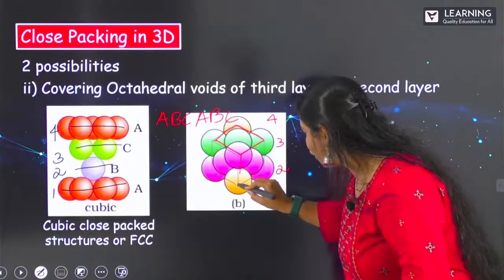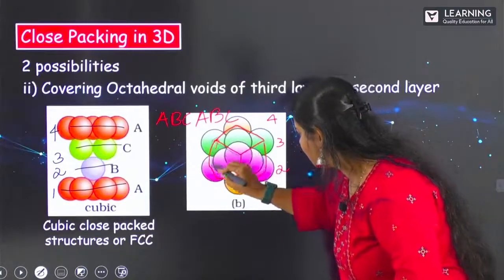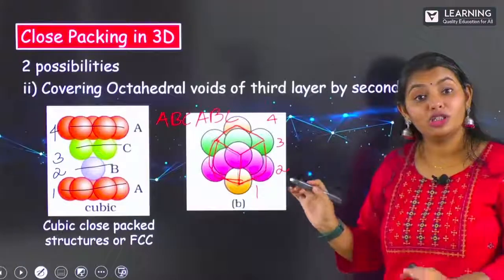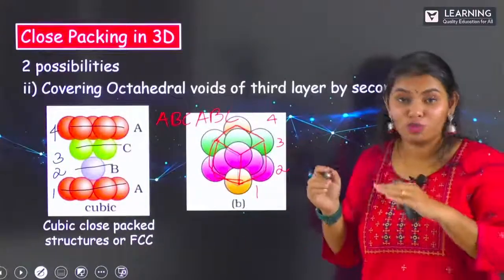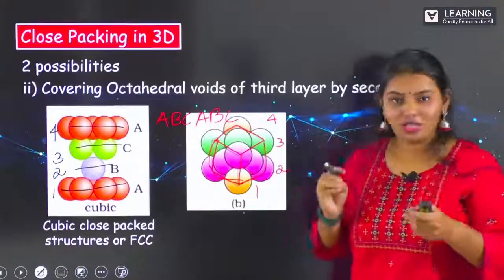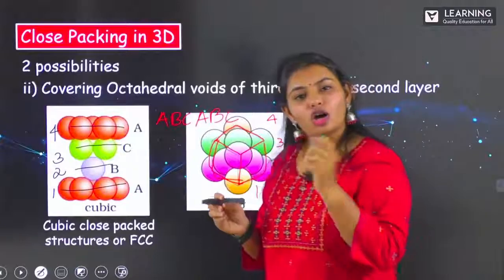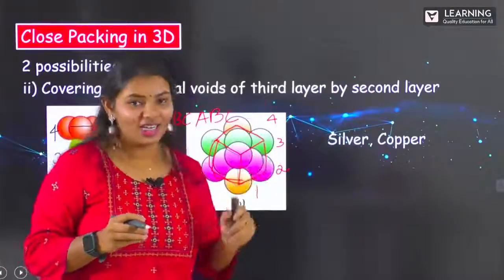There's a formation of a cube here. That is the reason in between the spheres, there's formation of cubes. Cube formation keeps going on. It is called cubic close structure. In which solids can we see this kind of arrangement? We can see it in silver and we can see it in copper.